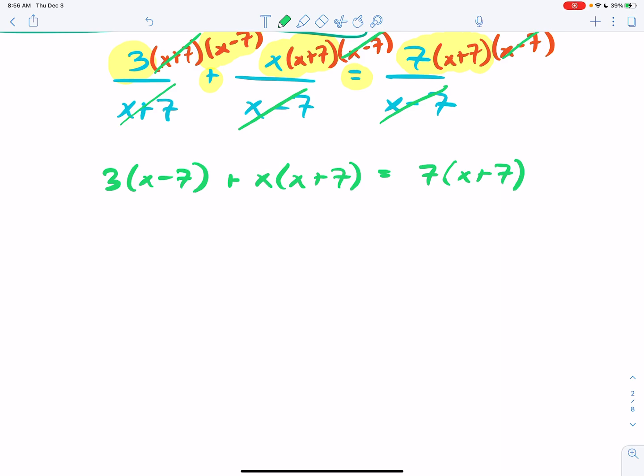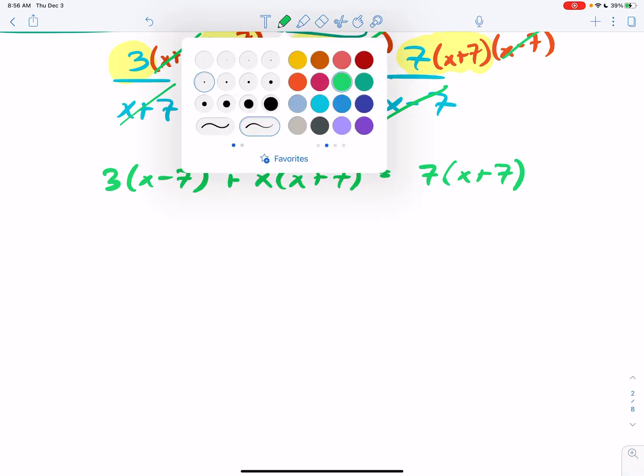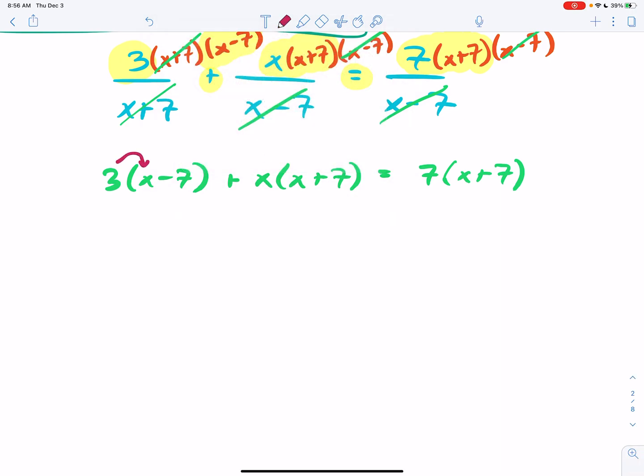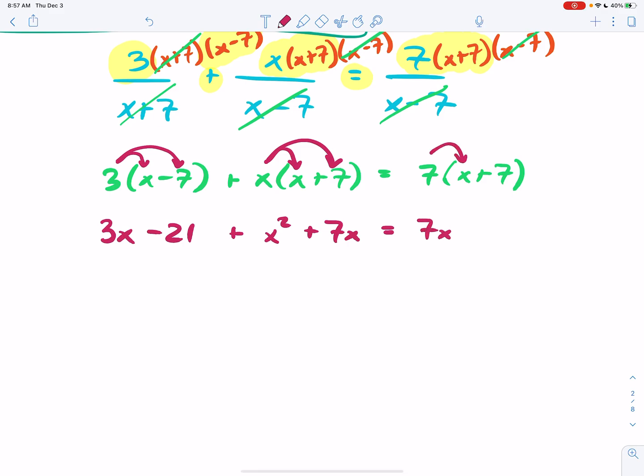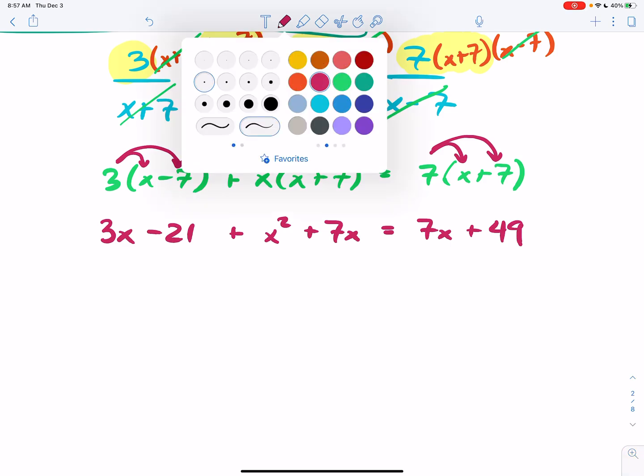So I noticed that there are a lot of parentheses. I'm going to go ahead and distribute like crazy, okay? So 3 times x is 3x. 3 times 7 is negative 21 plus x times x is x squared. X times 7 is 7x equals 7 times x is 7x. 7 times 7 is 49. So a lot of distribution here, but nothing that you guys cannot handle.